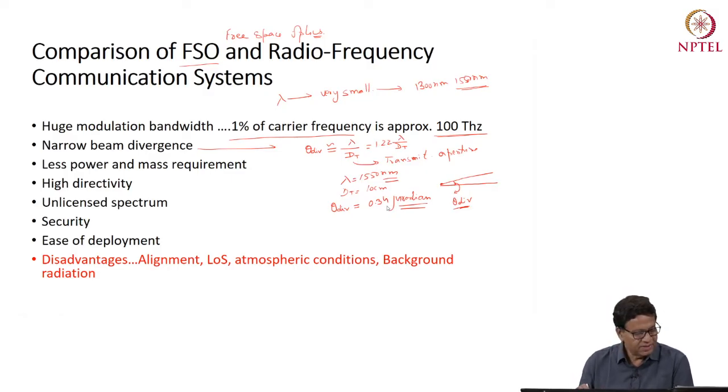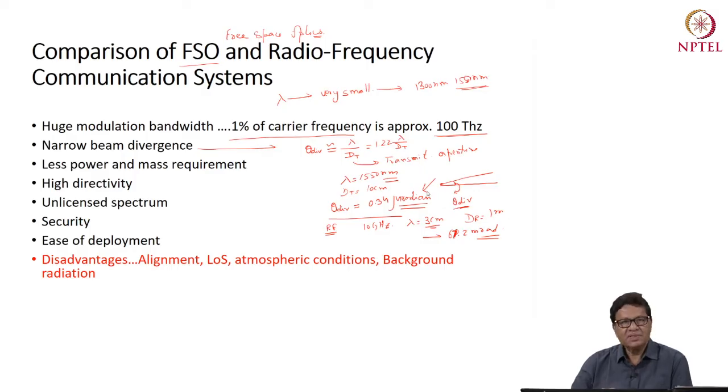Whereas if I see in case of RF, for example, for 10 gigahertz, this is, say, on a higher side, and the wavelength will be about 3 centimeter. And if I assume dr, for example, a typical value of 1 meter, this angle becomes 67.2 milliradian. So you get milliradians, whereas in this case it is in microradian.